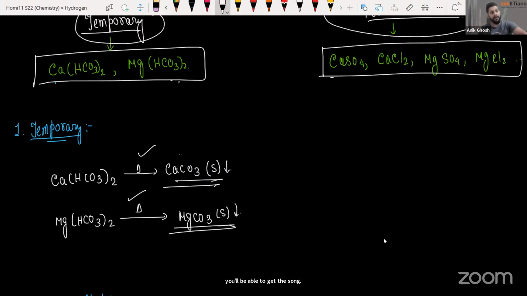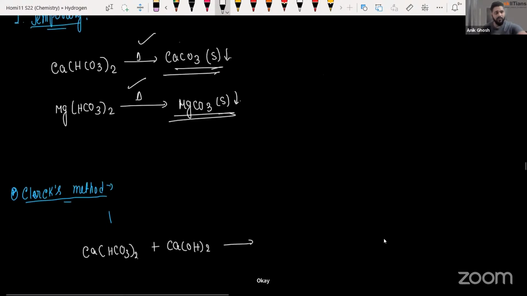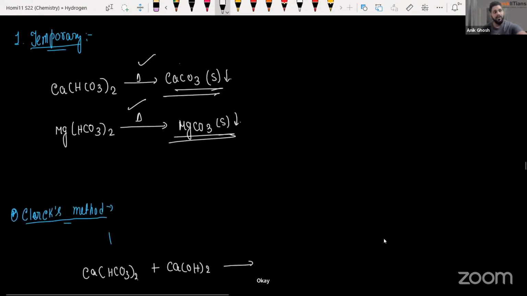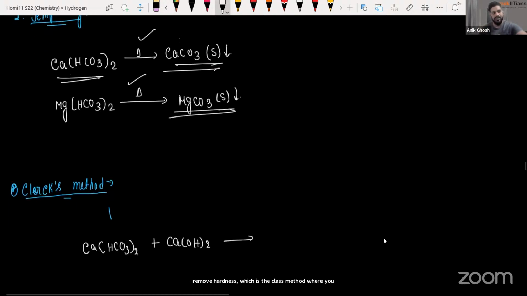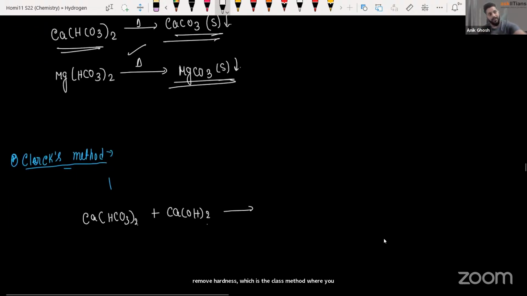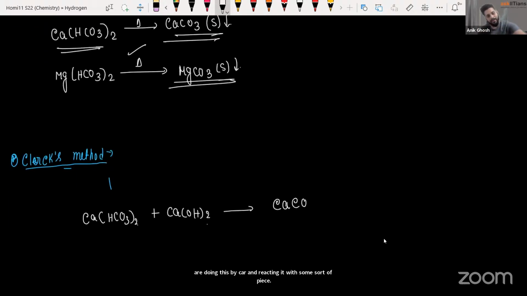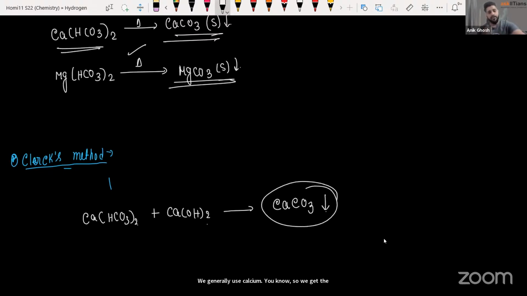But there's another method through which you can remove hardness, which is Clark's method, where you are using these bicarbonates and reacting them with some sort of base. We generally use calcium hydroxide. Here also we get the calcium and magnesium carbonates. The carbonates that we get precipitate down below, so we can remove them.